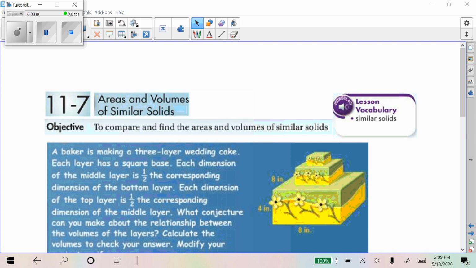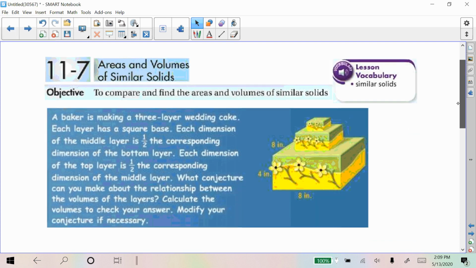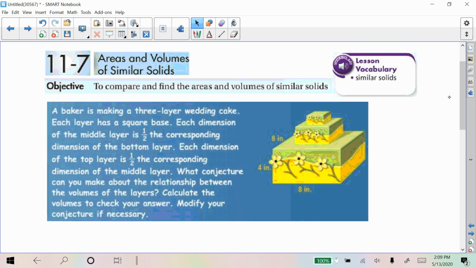It's Mr. Hermanson again. Today we're going to talk about the areas and volumes of similar solids. So when you increase the dimensions by a certain factor, what does that do to the surface area? What does that do to the volume? All right. This problem here will give you a good idea what's happening if you just read it and figure it out. Go ahead and do that, and I'll get back to you.